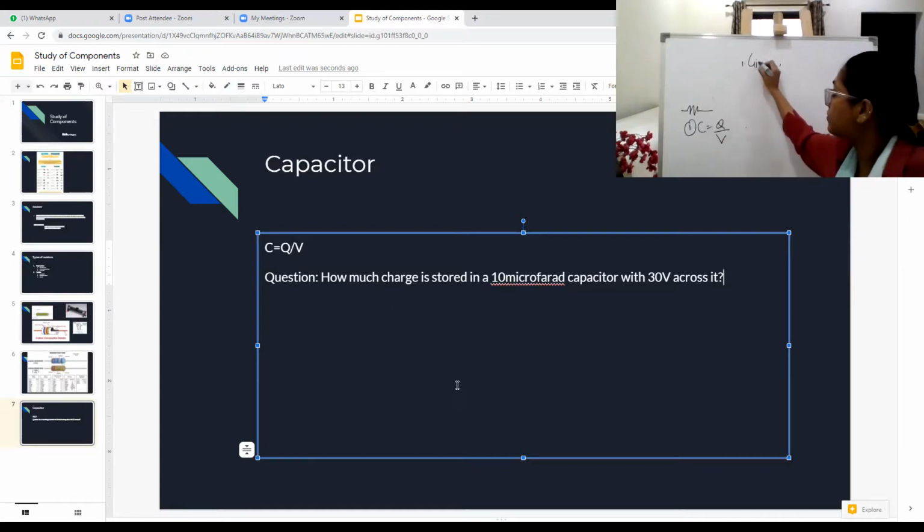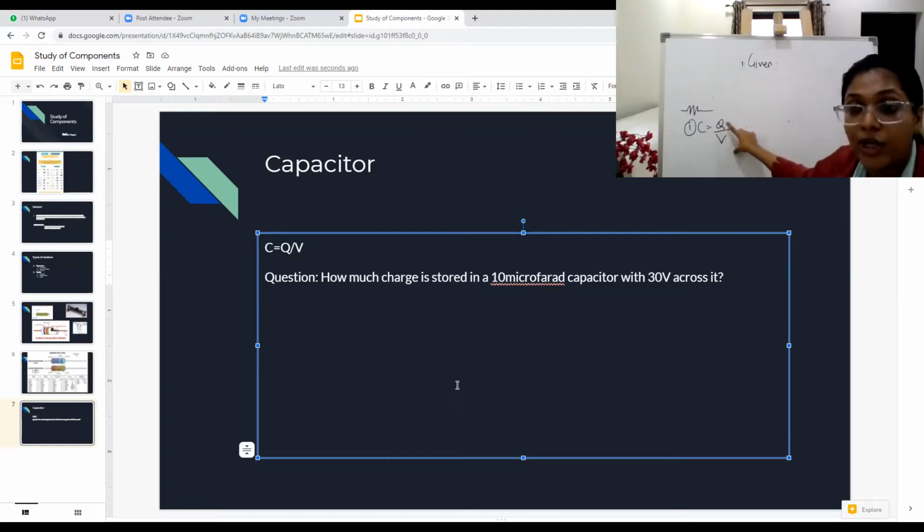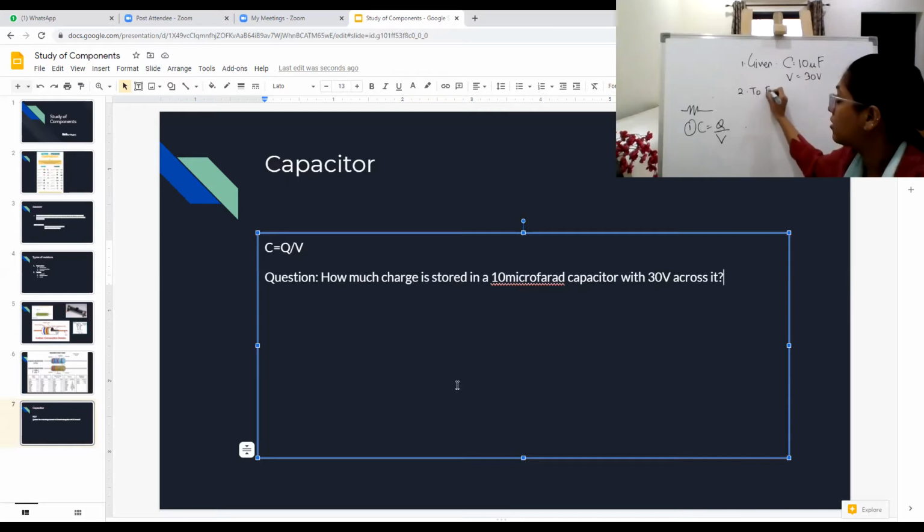Number one, given. What is given? How much charge is stored? Charge का क्या है symbol? Charge का symbol है Q. Fine. Stored in a 10 microfarad capacitor. मतलब capacitor का value दिया है, right? I just now told you that capacitor is measured in farads. Fine. ये microfarad है. तो कैसे लिखते हैं micro को? Like this. ठीक है? Microfarad. With 30 volt across this. तो volt भी दिया है. V is equal to how much? 30 volts.